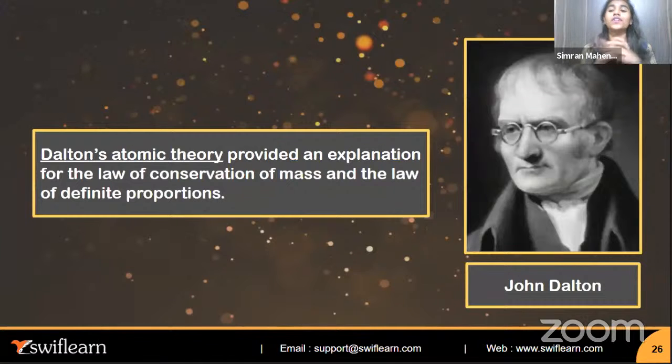Now moving on to the next topic, which is Dalton's atomic theory. We will learn a little more about who Dalton is in our further slides. For now, you learn that Dalton came up with these atomic theories based on a lot of experiments, which were called Dalton's atomic theory. These theories provided an explanation for the law of conservation of mass and the law of constant proportion or the law of definite proportion.